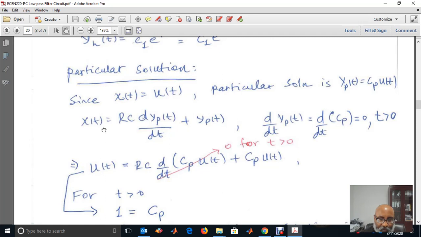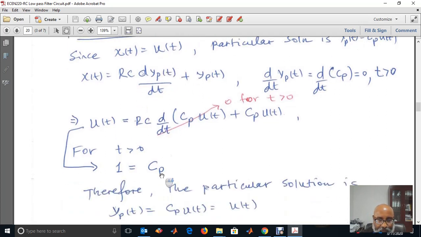The differential equation is x(t) equal to RC times dyp(t)/dt plus yp(t). Now we need to find the derivative of yp, for t greater than 0. For t greater than 0, yp is equal to Cp. Then the derivative of Cp is equal to 0, so the derivative part is 0.